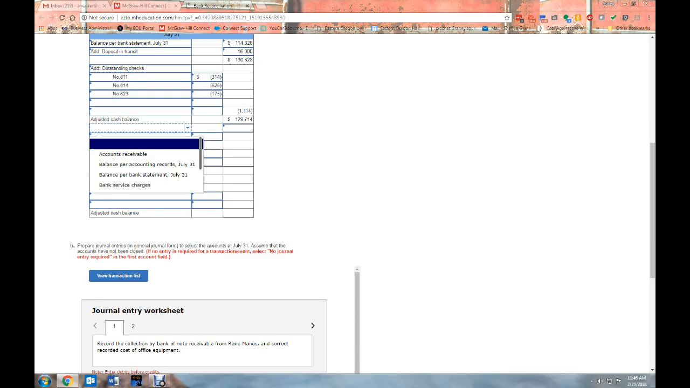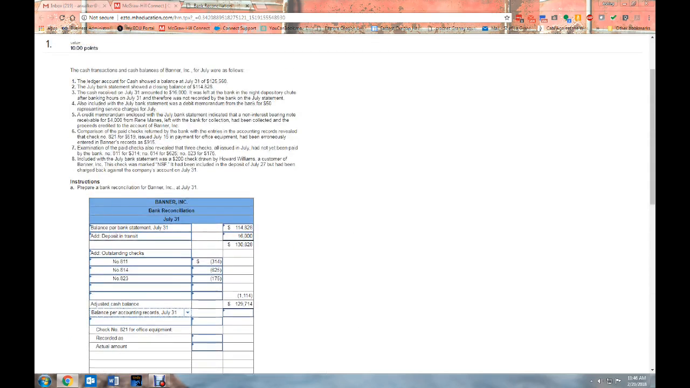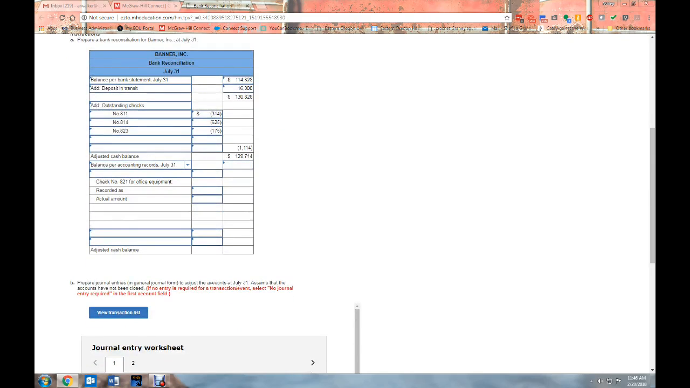So now we're looking for the balance per the depositor, which would be balance per accounting records, July 31. Okay. So we look at our fact pattern, and the ledger account for cash showed a balance at July 31 of $125,568. So I'll get that put in there.